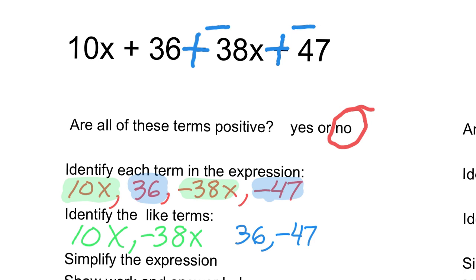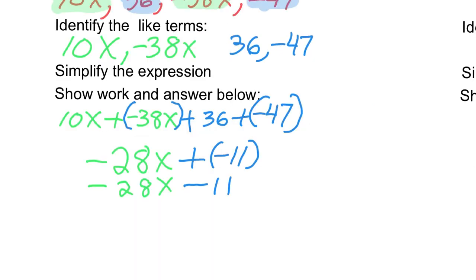In order to simplify an expression, I am going to combine my like terms and then write my new expression. All right, so I showed my work here. I put my like terms of the x's together, and I had negative 38x plus 10x, and that leaves me with the negative 28x. That's one of my terms. I put my constants together, and that's 36 plus negative 47, and that leaves me with negative 11.